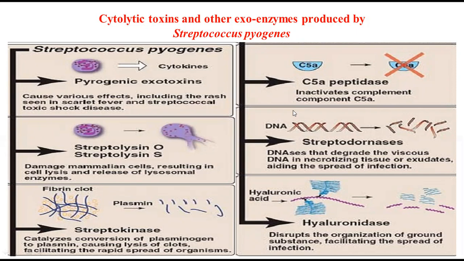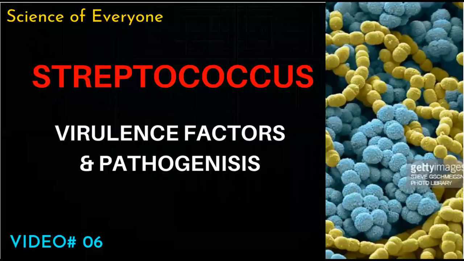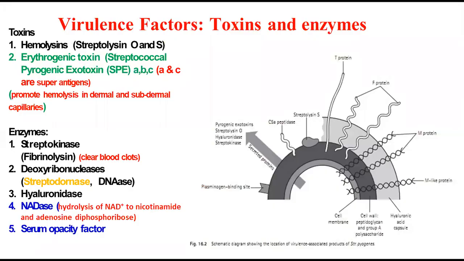So the bacteria, the enzyme that degrades DNA. And the hyaluronic acid hyaluronidase, it disrupts the organization of the ground substance, facilitating the spread of the infection. So this was all about the virulence factors, certain toxins and enzymes that are released by the streptococcal bacteria, and that can cause diseases.